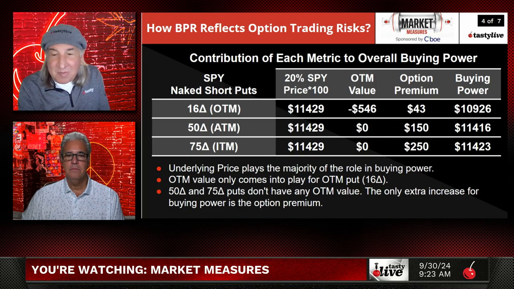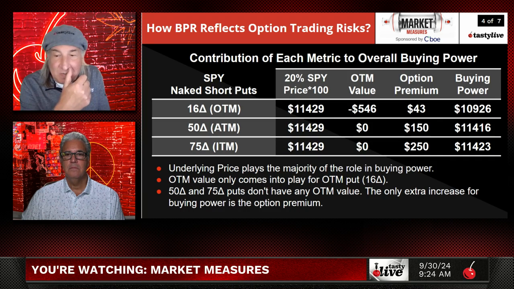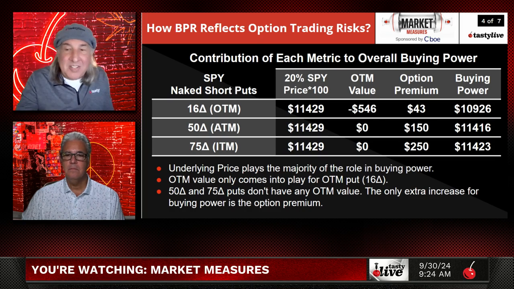And let's see what the team wrote here. Yeah, underlying price plays a majority of the role in buying power. Out of the money value only comes into play for out of the money options. And the 50 and 70 delta puts don't have any out of the money value. So that's why they're virtually the same. Let's go to the next slide.